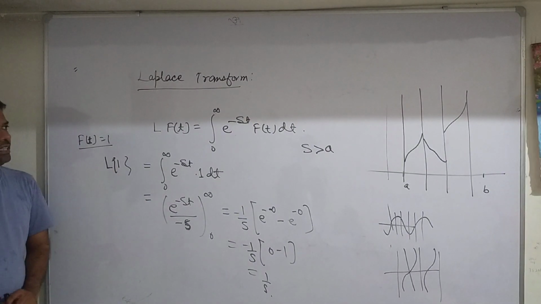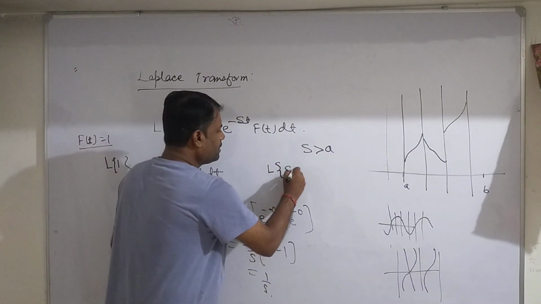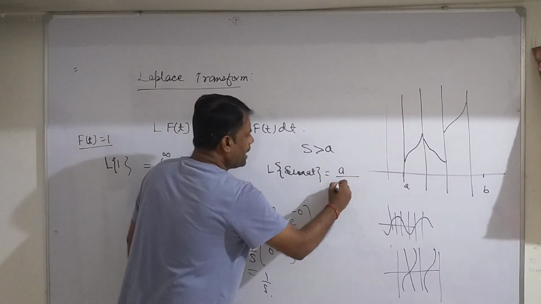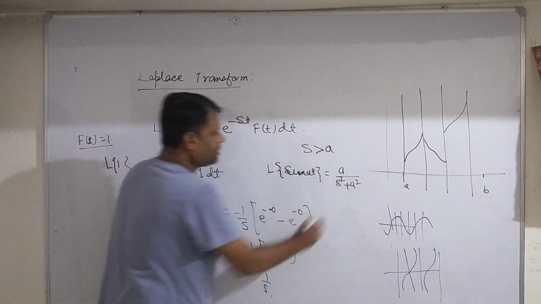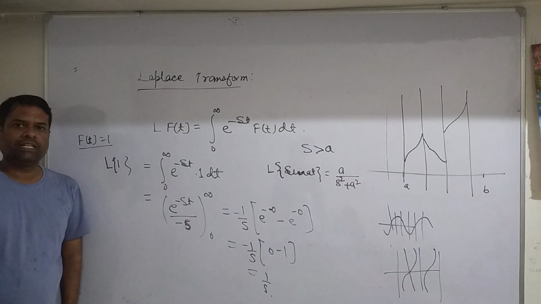Similarly, we can find the Laplace of other functions like Laplace of sin at, and this is a upon s square plus a square, and this can also be found with the help of the basic definition of the Laplace.